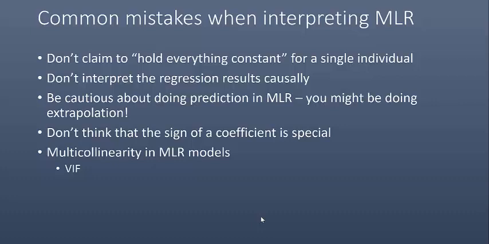Don't think that the sign of a coefficient is special. Adding other variables into the multiple linear regression model can cause a switch in the coefficients or change their magnitude. Multicollinearity in multiple linear regression models: when explanatory variables are not independent of one another, including or excluding one variable can impact the other.